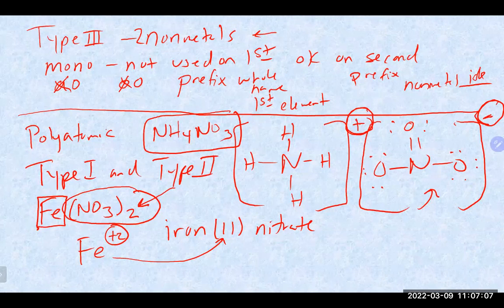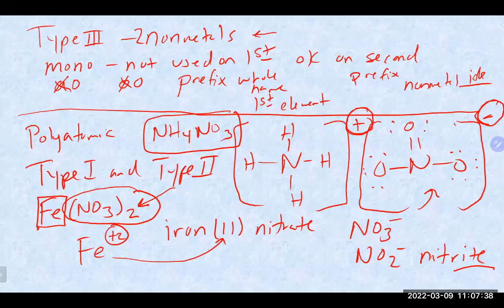There's groups of 2 and groups of 4 that are related to each other. The only difference between the members of these groups is the number of oxygens involved. They all have the same charge, just different numbers of oxygen. So like our nitrate, which is NO3 minus, and our nitrite, which is NO2 minus, they both have a -1 charge. And again, the only difference is the number of oxygens. The one with the least typically will end in ITE at the end. The one with the most will end in ATE.